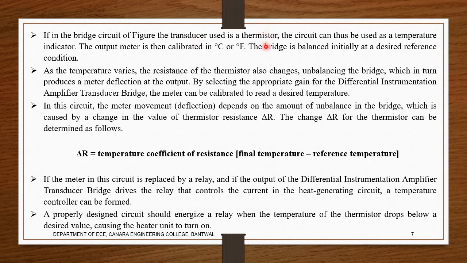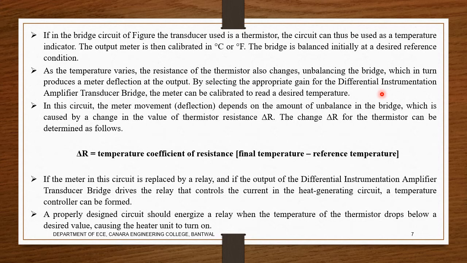So as the temperature varies, the thermistor resistance also changes, which causes a change in the balance. The bridge becomes unbalanced and produces a deflection. The voltage obtained at VA and VB is given to the differential instrumentation amplifier, amplified, and then passed to the differential amplifier stage. We get the difference and display the desired temperature on the device.